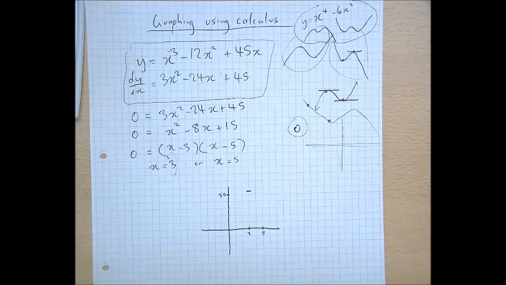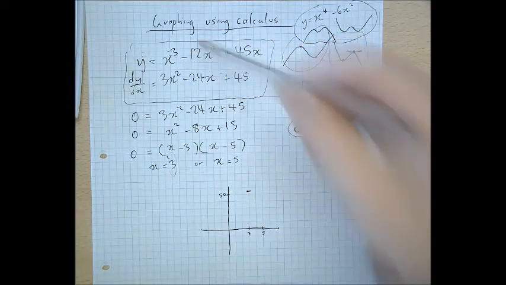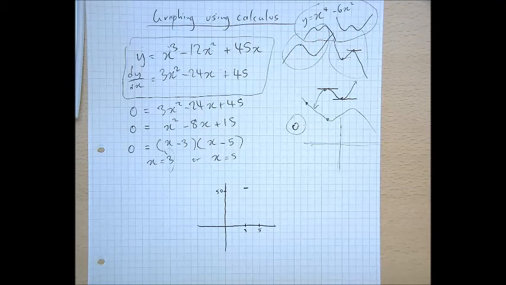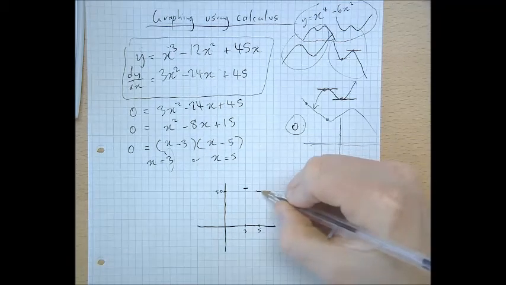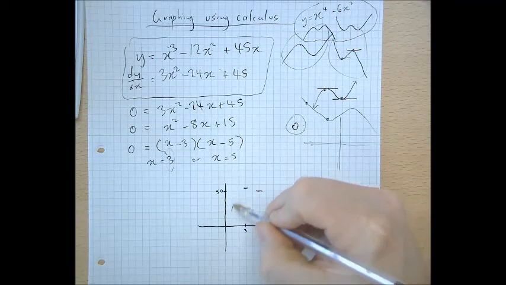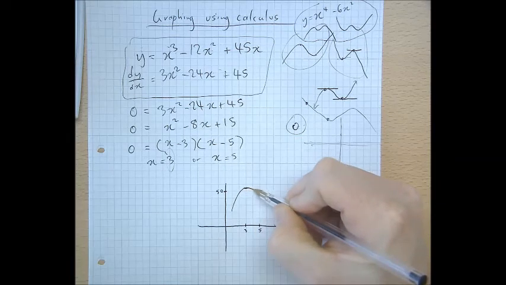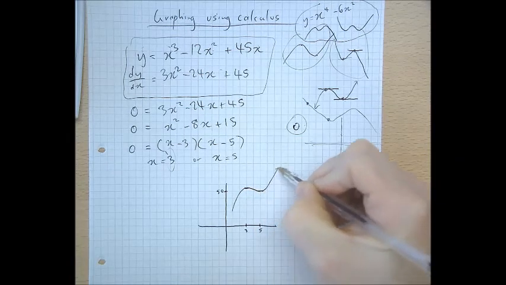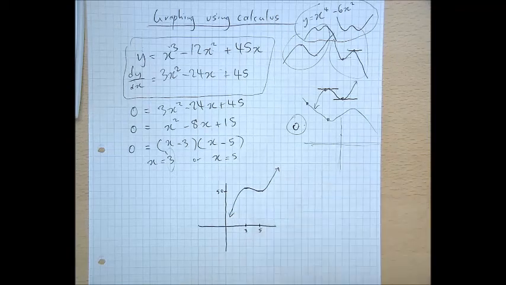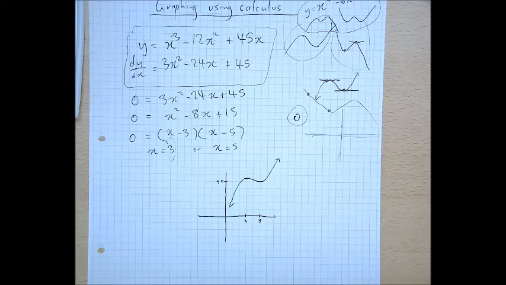You're also flat at x equals 5. If you put a 5 in there, you get an even more enormous number. 125 minus 12 times 25 plus 45 times 5 is 50. There you go, you're done. That's your graph. Does anyone want to ask any questions about that?